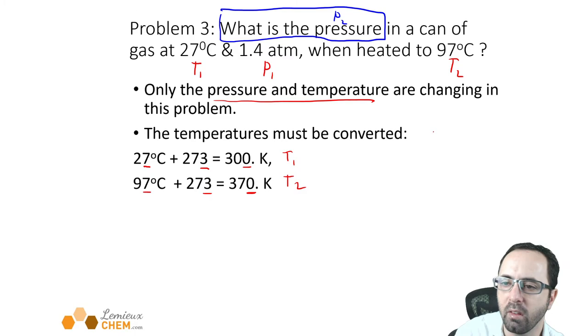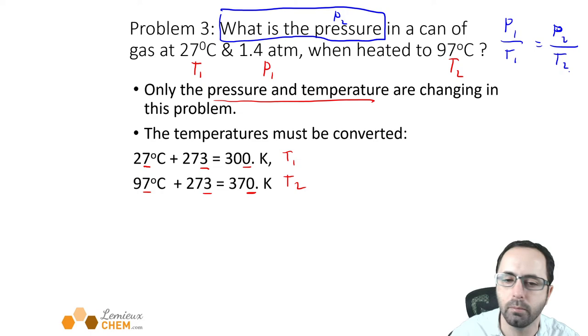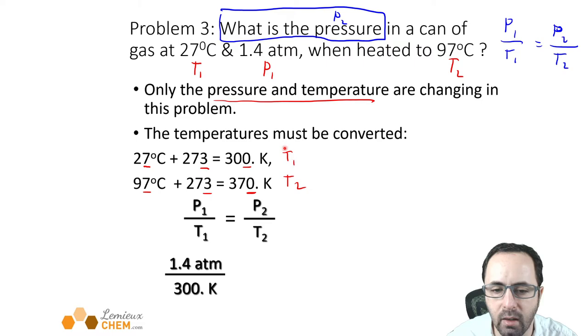So since it's pressures and temperatures, we're going to be using the equation P1 over T1 equals P2 over T2. And so we're going to now plug these in. For pressure 1, we're going to plug in 1.4 atmospheres. That's going to go right here. For temperature 1, it's 300 Kelvin. That goes here. For T2, it's 370 Kelvin. That's going to go right there. So we got 1.4 atmospheres, T1 is 300 Kelvin, P2 we're trying to find, and T2 is 370 Kelvin right here.